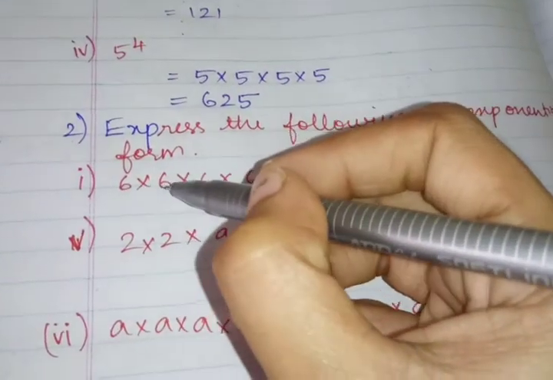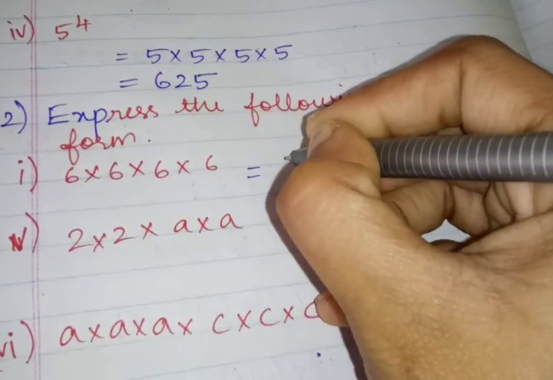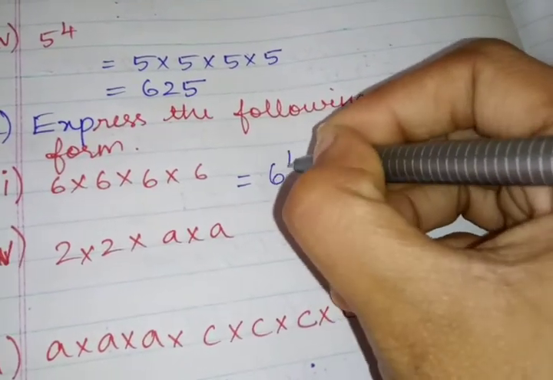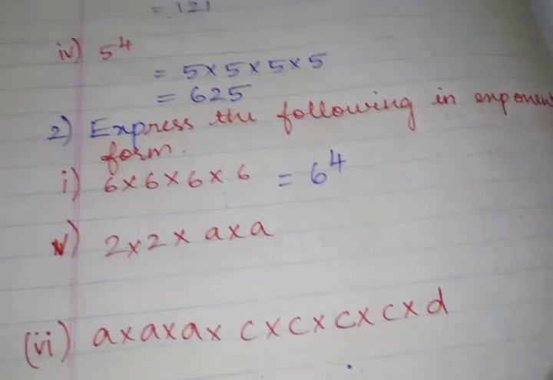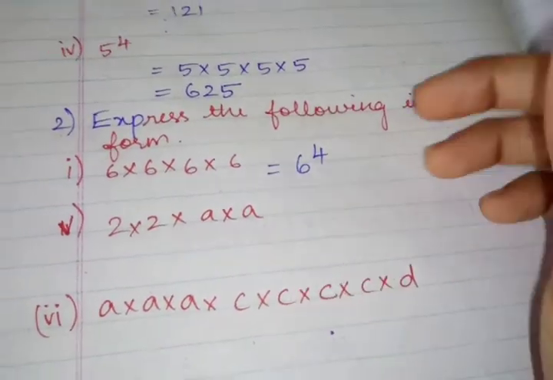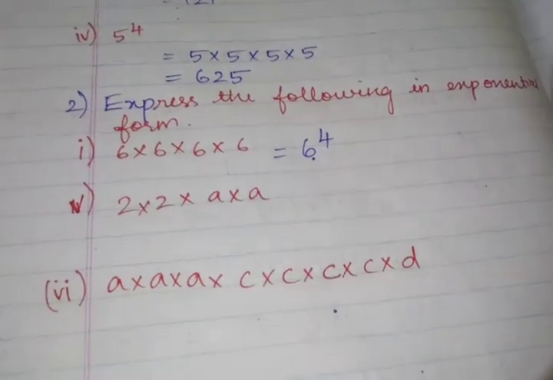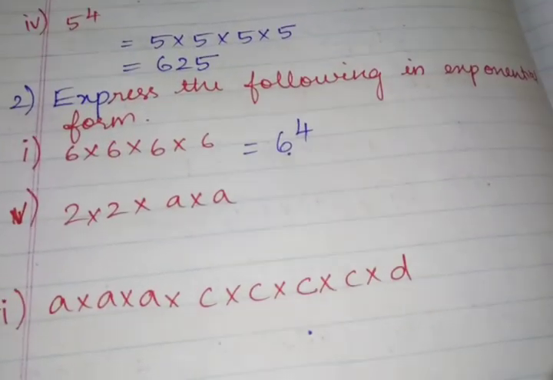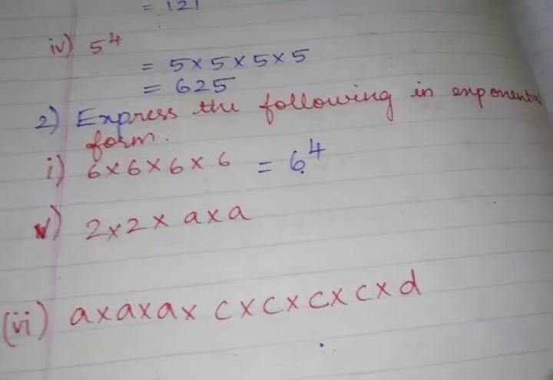So here 6 into 6 into 6 into 6. How will you write this number? As 6 is multiplied 4 times, how will you write it, children? 6 power 4, because the number 6 is multiplied 4 times. So actually this is a form where we have a base number and an exponent. This is how you should write it. Your second problem, third problem and fourth problem are your homework. That is very easy because we have already discussed it in our example problems, right?